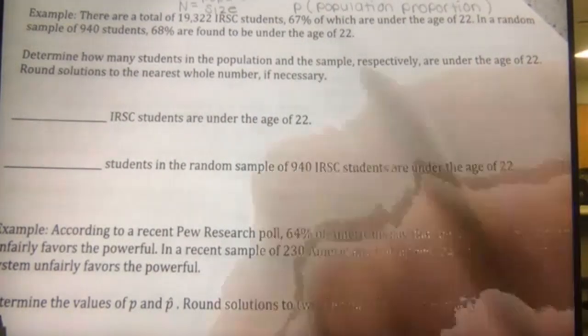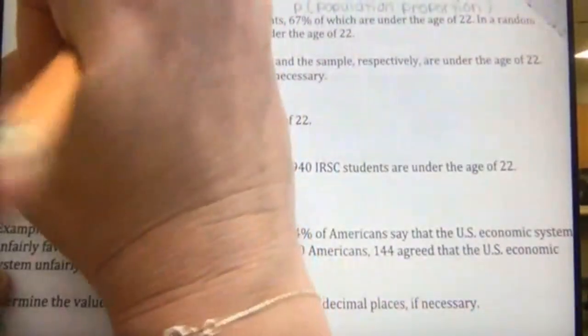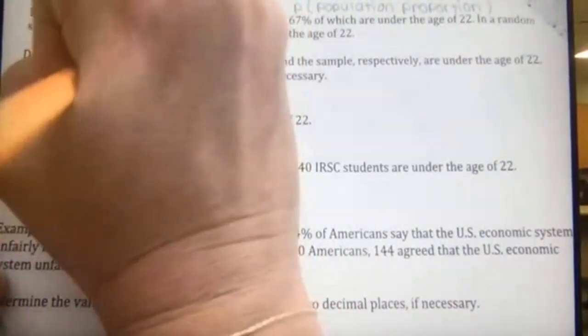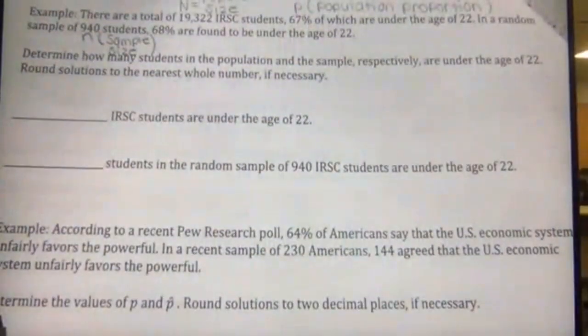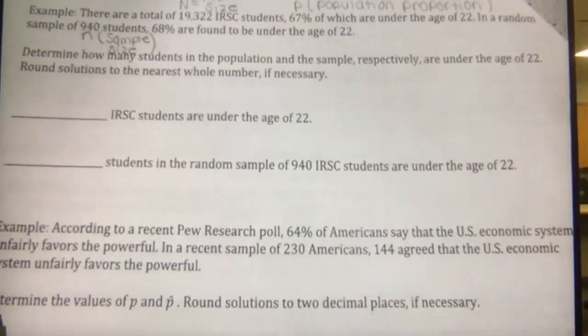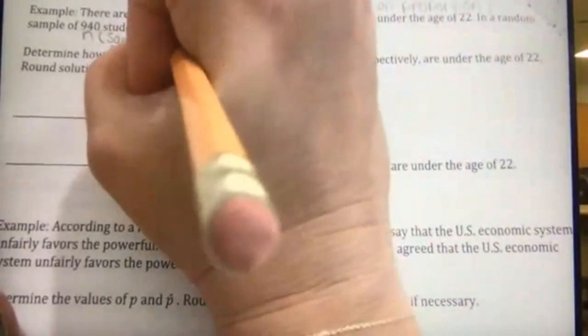So in a random sample, it's telling us our sample size. So n, which is our sample size, lowercase n. 68% are found to be under the age of 22. Because we're talking about the sample in this sentence, this is going to be our sample proportion. So it's going to be our p hat.